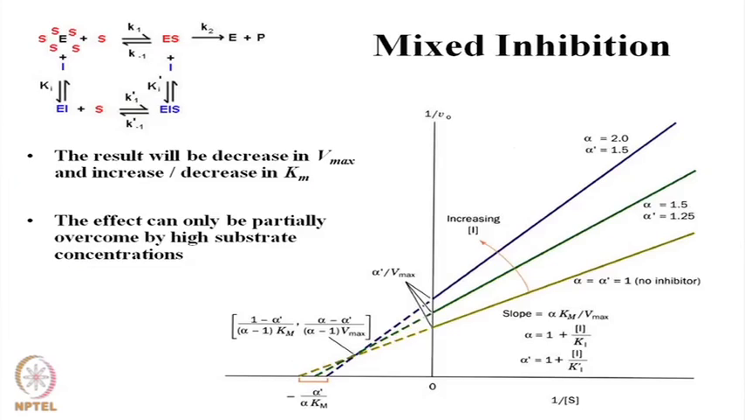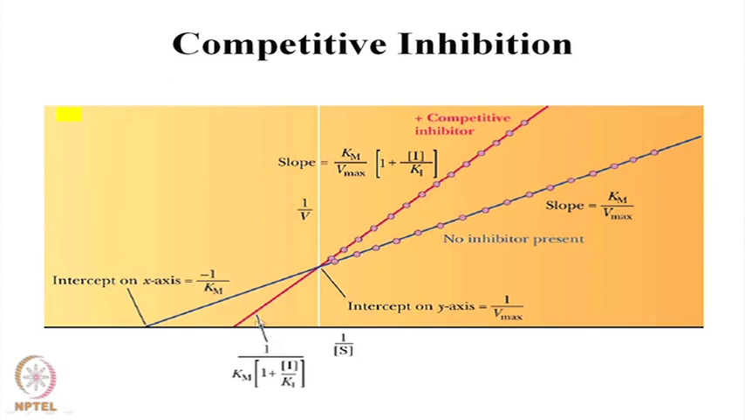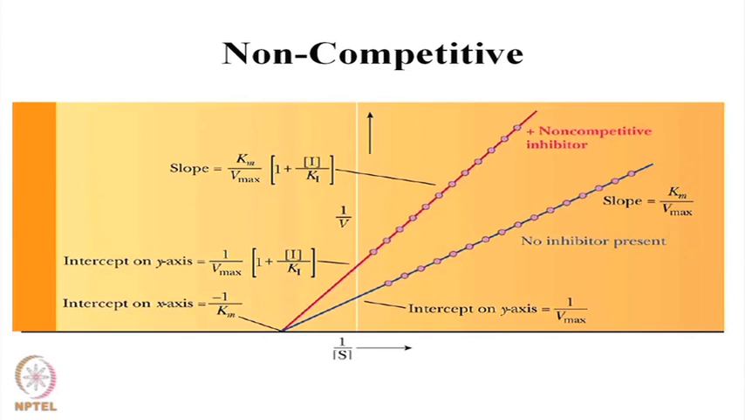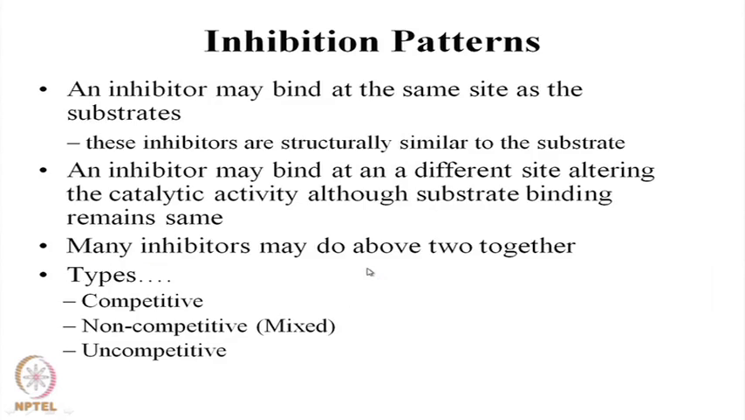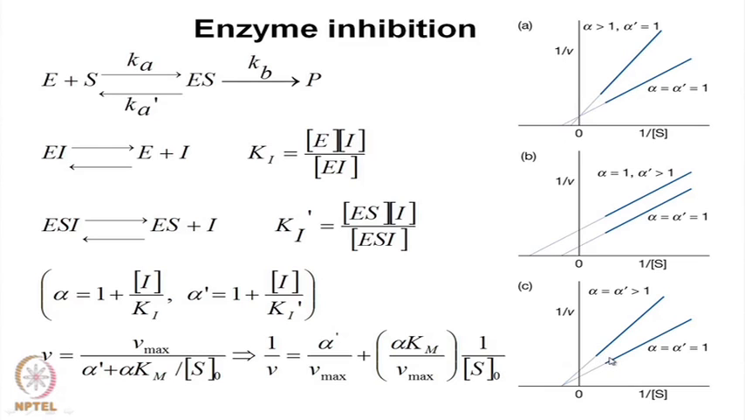Again, go back to competitive inhibition. You see the typical plot for competitive inhibition. Here Km is changing, but Vmax is remaining the same. And in non-competitive, Km is fixed, Vmax is changed. This is because your reaction scheme has changed, and as a result the plot is different. So, let us go back to this slide. This is your non-competitive inhibition, this is your competitive inhibition, this is uncompetitive inhibition.